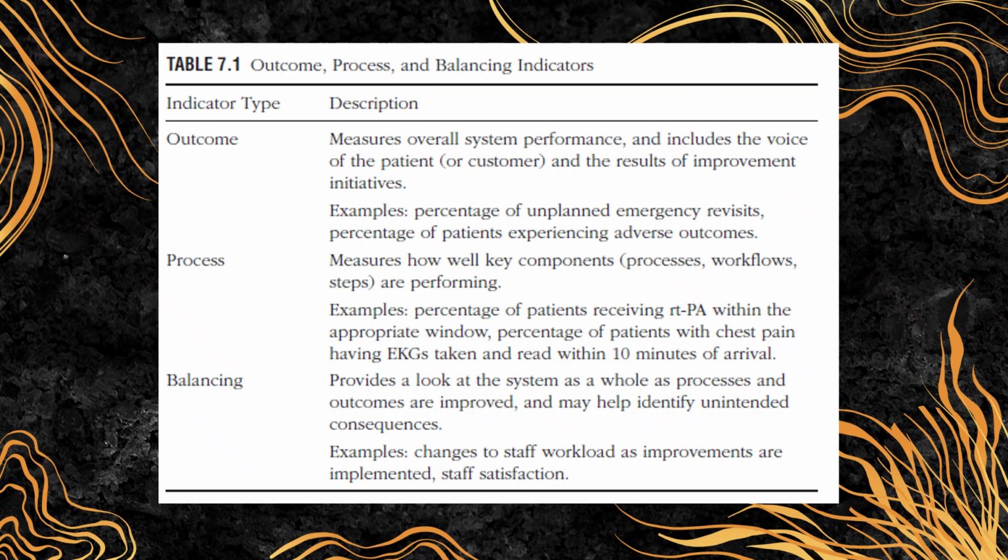Lastly, we're going to talk about three types of indicators. The first one is an outcome indicator. It measures the overall system performance and can include the voice of the patient and or customer and the results of improvement initiatives. So again, we can range into the customer satisfaction thing. We can look at percentage of unplanned emergency revisits, adverse outcomes, stuff like that. The next one is a process indicator, which measures how well key components such as processes and workflows are performing.